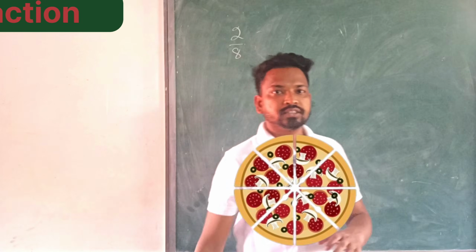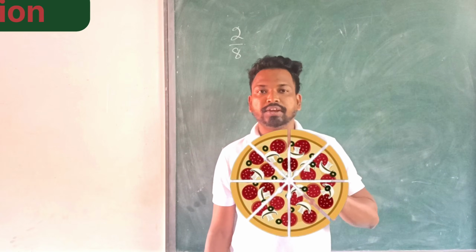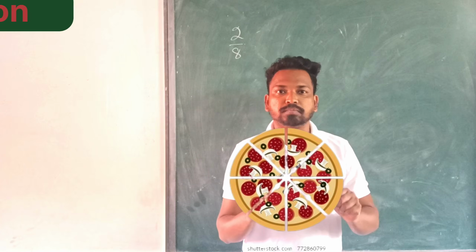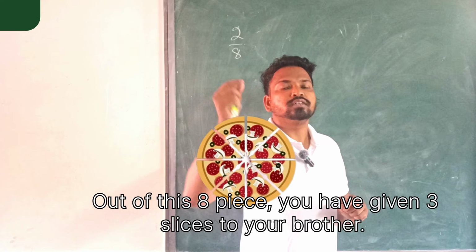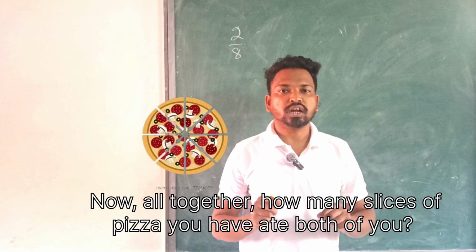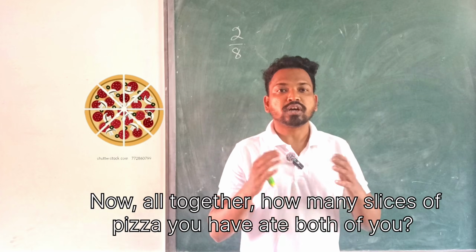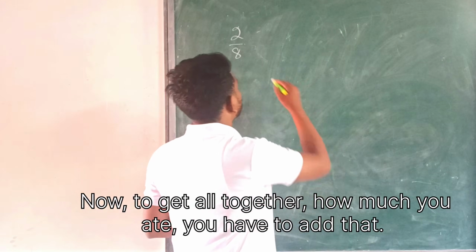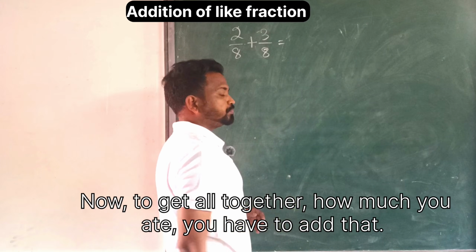Fine. And you have given 3 slices out of this 8. The same pizza I am talking about. Out of these 8 slices, you have given 3 slices to your brother. Now, altogether, how many slices of pizza have both of you eaten? To get altogether how much you ate, you have to add that.